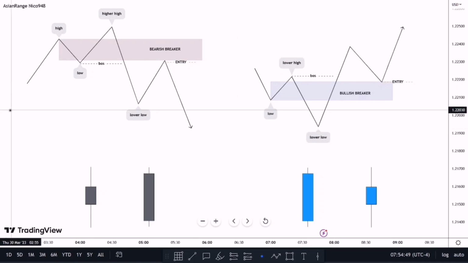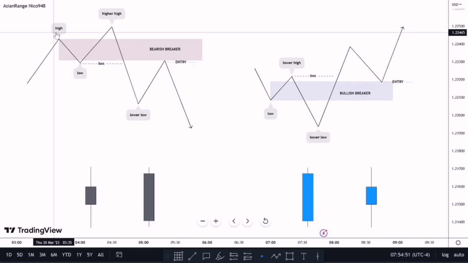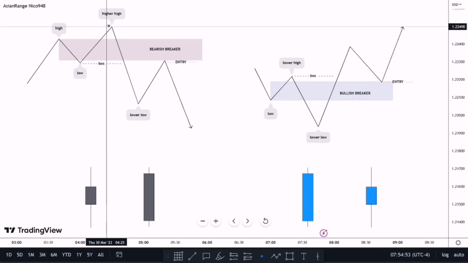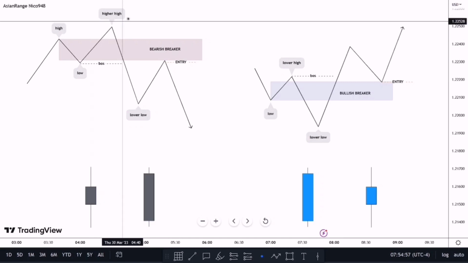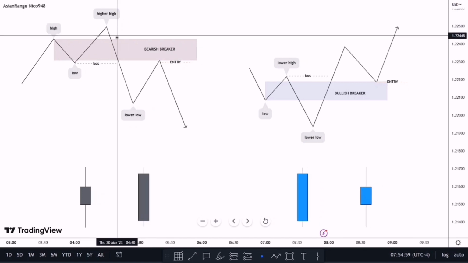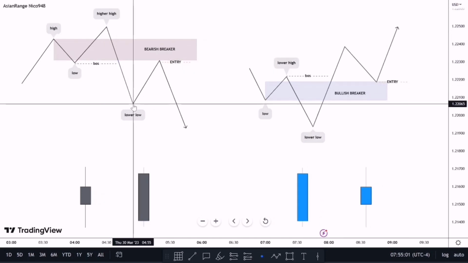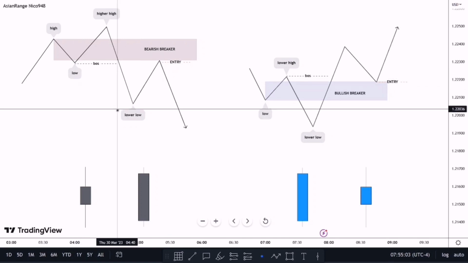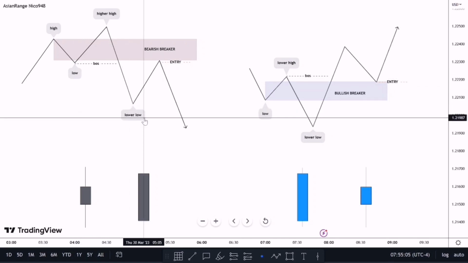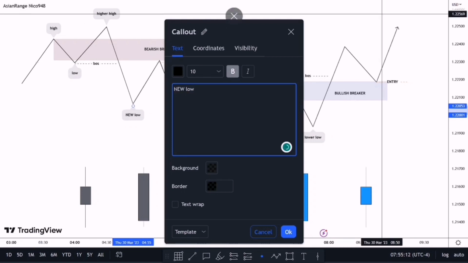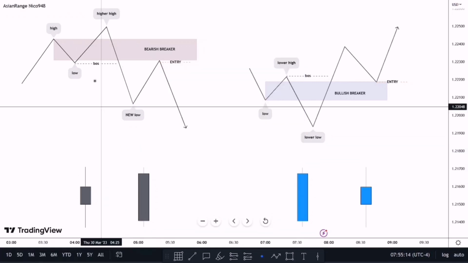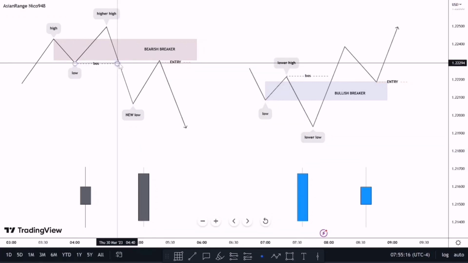For example, we'll have price creating a high, a low, and then a higher high. We need to see price create this higher high. From this higher high, we then need to see price drive all the way down, breaking the previous low, creating a lower low, or a new low, right? From there, we have a break of structure, right?